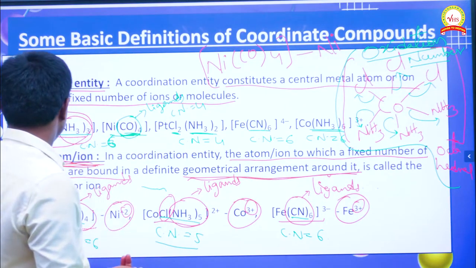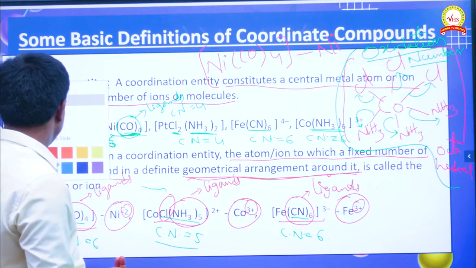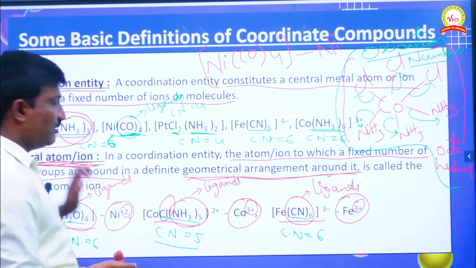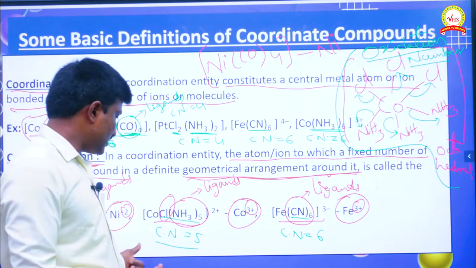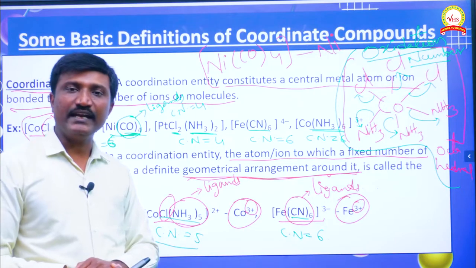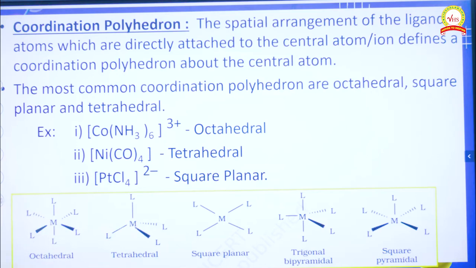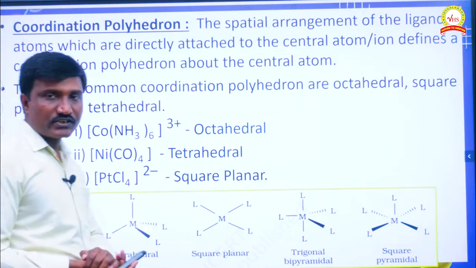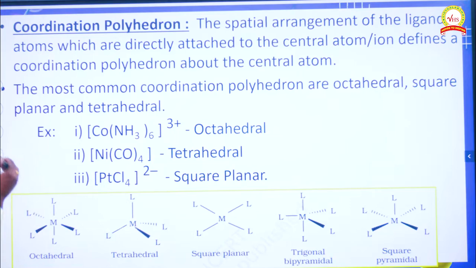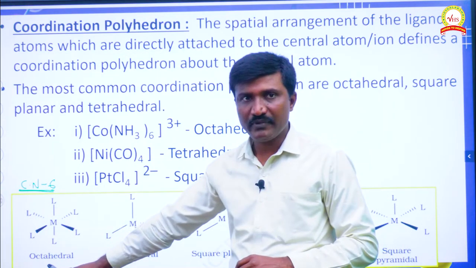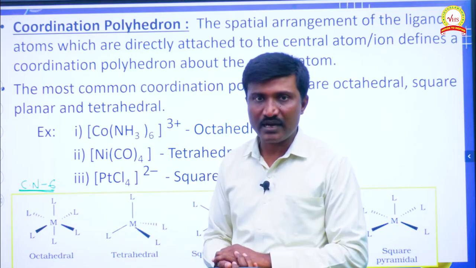Let us see what coordination polyhedron is possible for different complex compounds, meaning for which coordination number which coordination polyhedron comes. If I take coordination number 6, 6 ligands are there. Those 6 ligands may arrange in an octahedral manner.